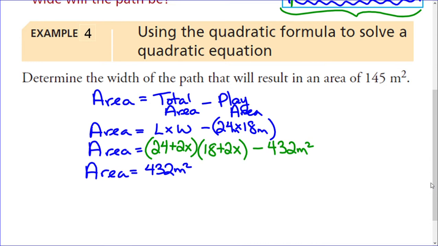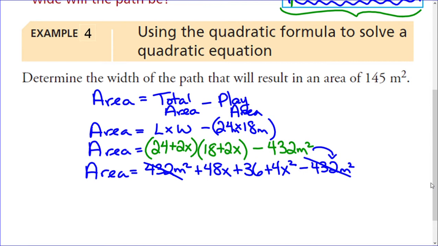I have 24 times 2, so that's 48x. Inside terms give me 36x, and my final two terms give me 4x squared. And then after that, I've got this minus 432 meters from before that I just need to carry forward. So right away what I see here is 432 meters and 432 meters are going to cancel each other out. One's positive, one's negative. So the area of this thing can be equal to 4x squared plus 84x.